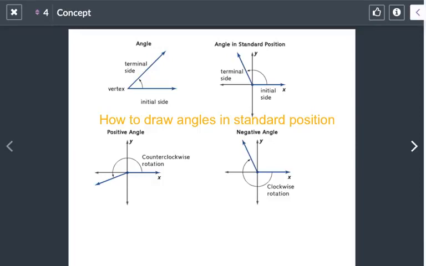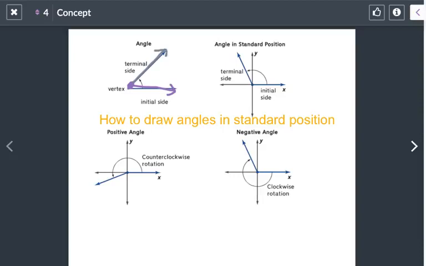Today's lesson is about how to draw angles in standard position. As we know, we learned angles in geometry class. There are three parts for an angle. We have the initial side, the vertex, and also the terminal side.